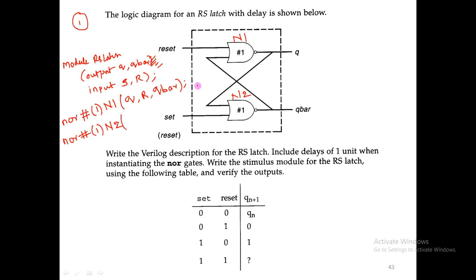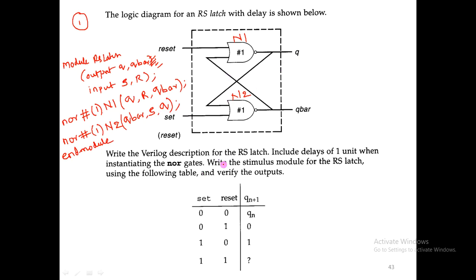What is the output of the N2 NOR gate? It is Q bar. What are the inputs? You can have any order of inputs. Let me write S first, then Q. That's it. End module. So this is your code for the RS latch.